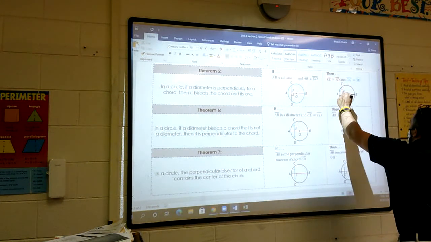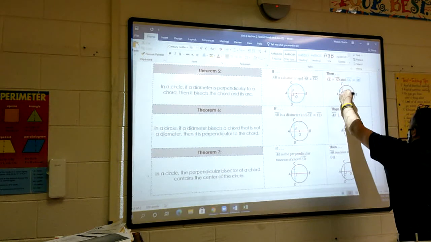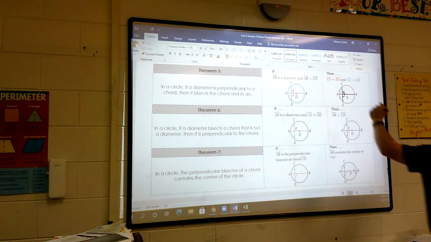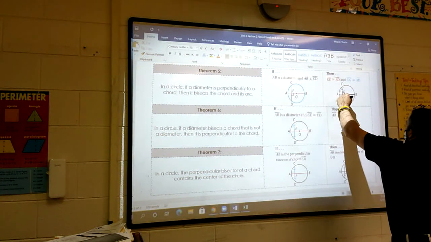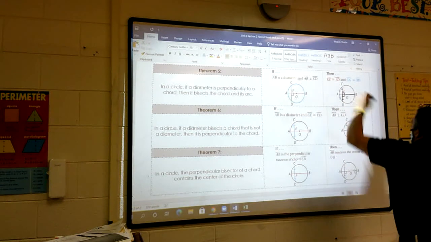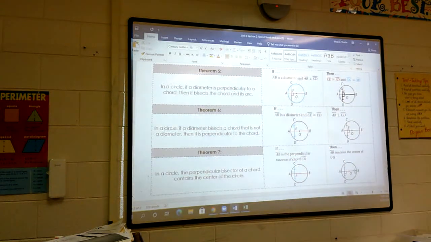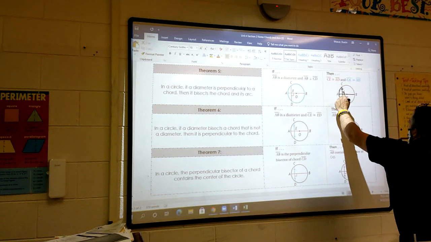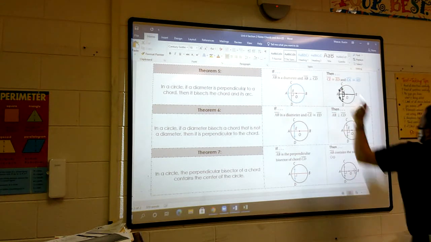That means perpendicular means right, it creates a right angle there, so it creates like that 90-degree angle. So if the diameter is perpendicular to the chord, it bisects the chord. That means it splits the chord in half, which means half of it's here, half of it's here. And it bisects the arc. That means it splits this arc in half. So this is half of it, and this is the other half of it.